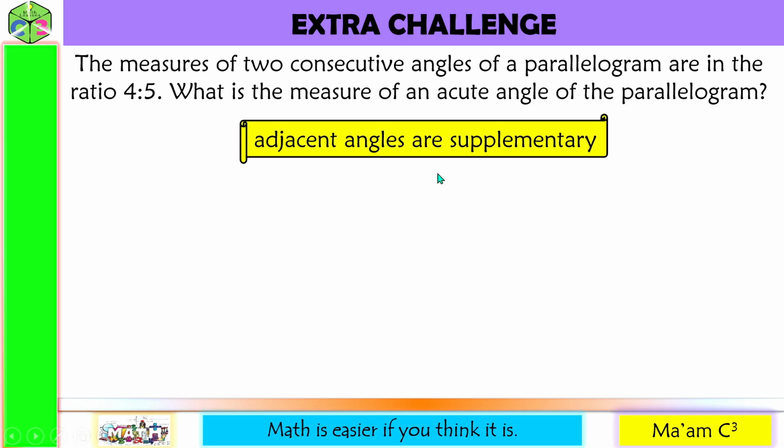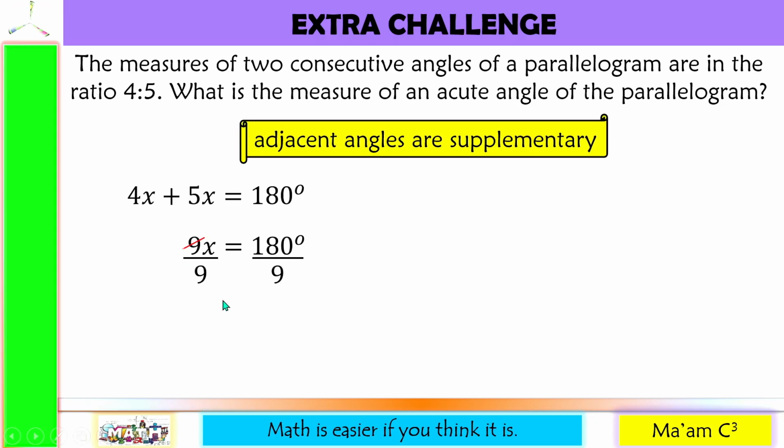So if the measure of the two consecutive angles are in the ratio 4:5, that means 4x plus 5x is equal to 180 degrees because adjacent angles are supplementary. So the sum of two consecutive angles is 180 degrees. 4x plus 5x is 9x. Dividing both sides by 9, 9 here will cancel out. 180 divided by 9 is equal to 20 degrees.